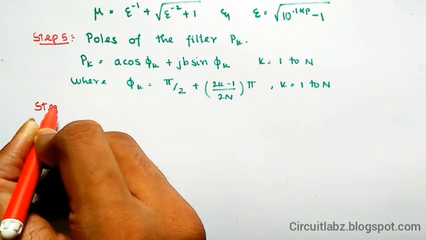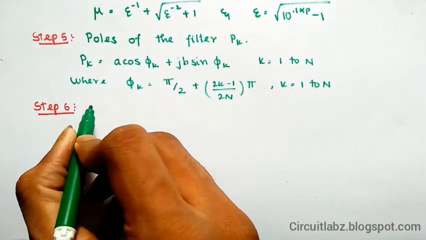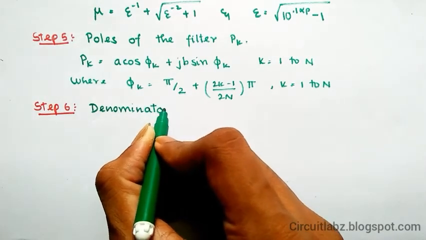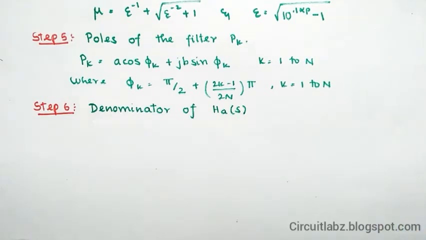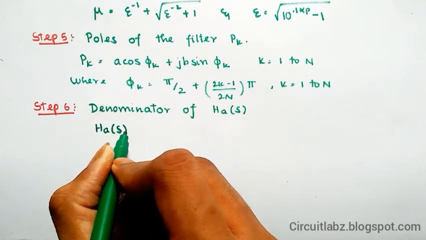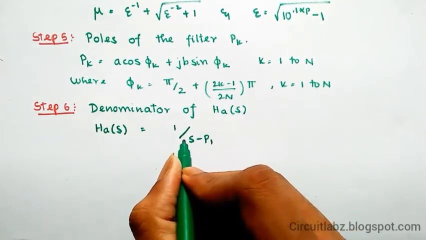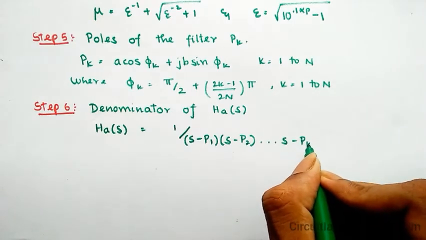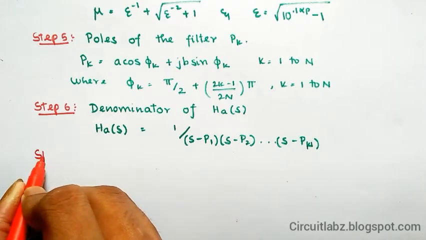Now we move on to step 6. In this step we will find the denominator of the transfer function of the filter. So the denominator of H A of S is equal to 1 divided by (S minus P1)(S minus P2) up to (S minus Pk), where the number of poles is equal to the order of the filter.